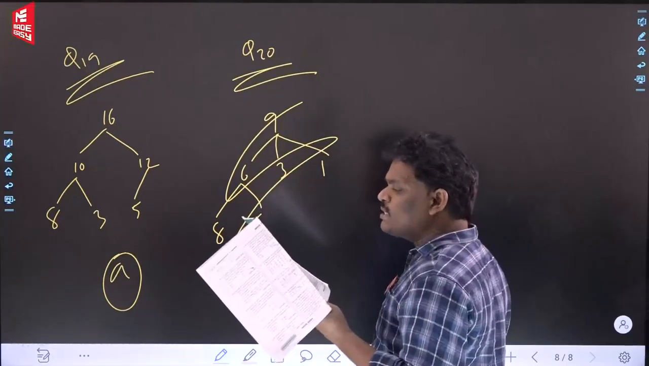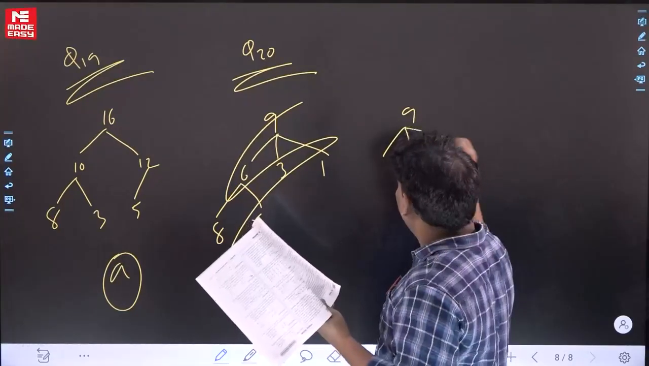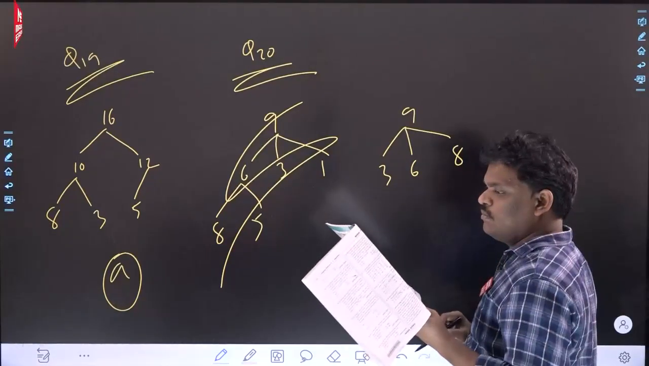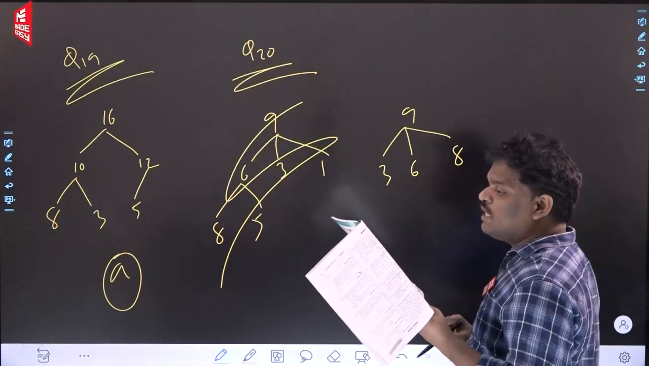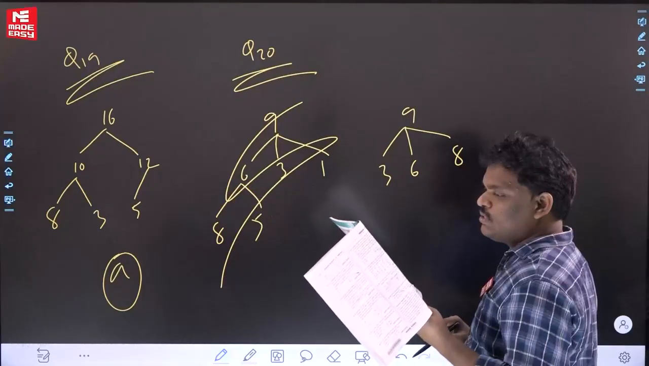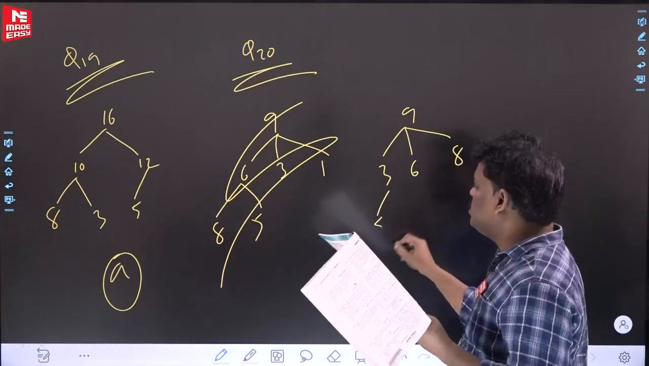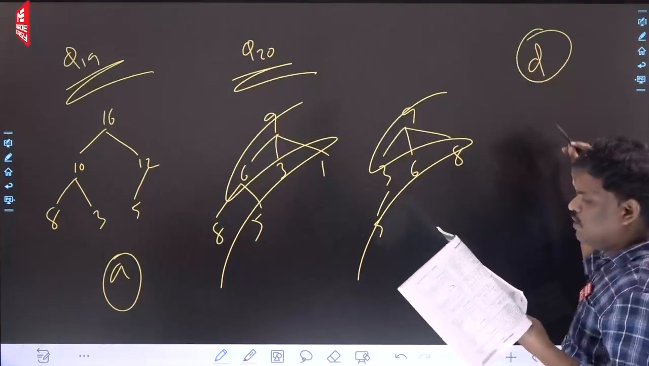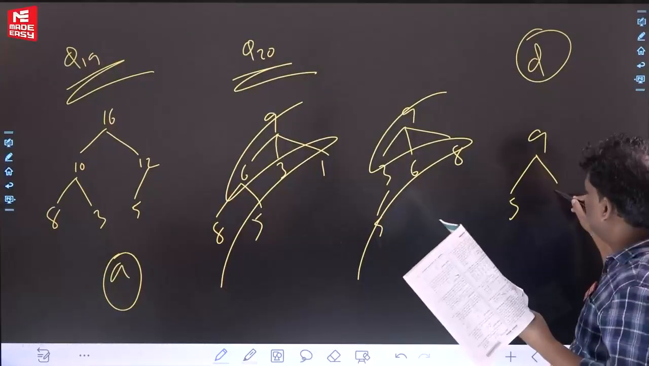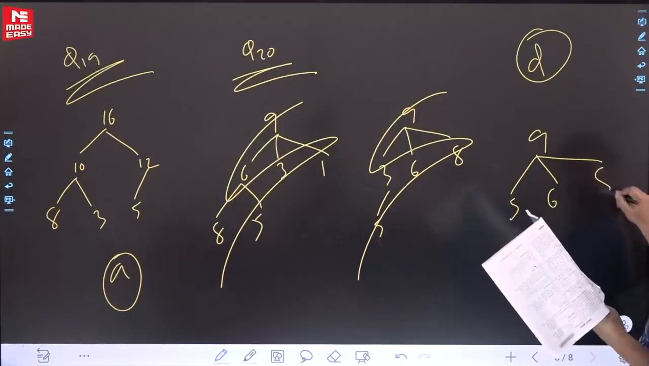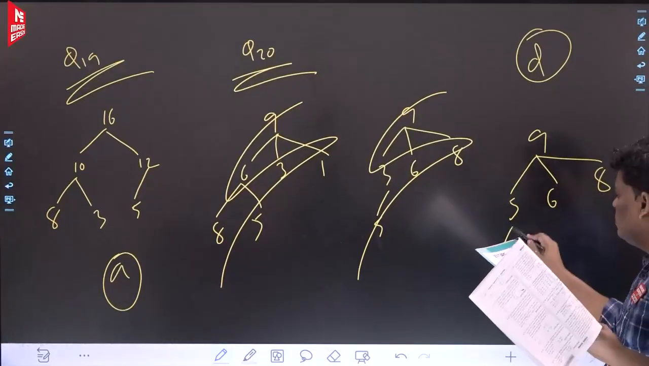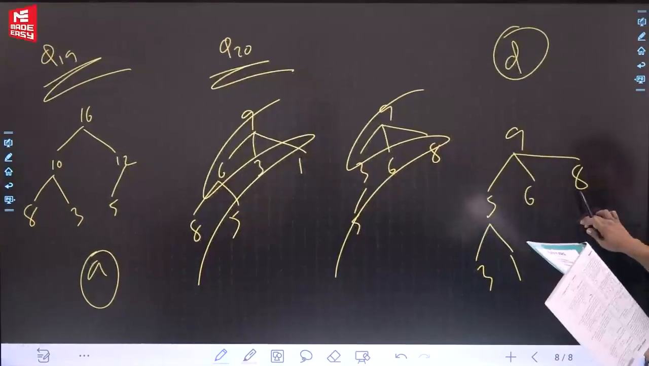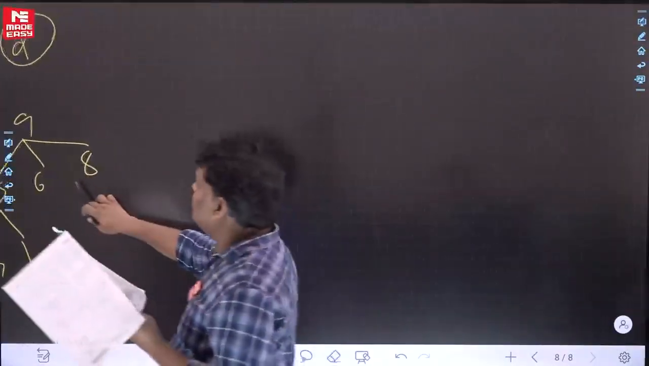Which option then? Let's try option C. 9, 3, 6, 8. Next, 5, I think there is a problem. So option C also no, maybe option D. Let's try option D. 9, 5, 6 and 8, 3 and 1, of course. So for question number 20, the answer is D.